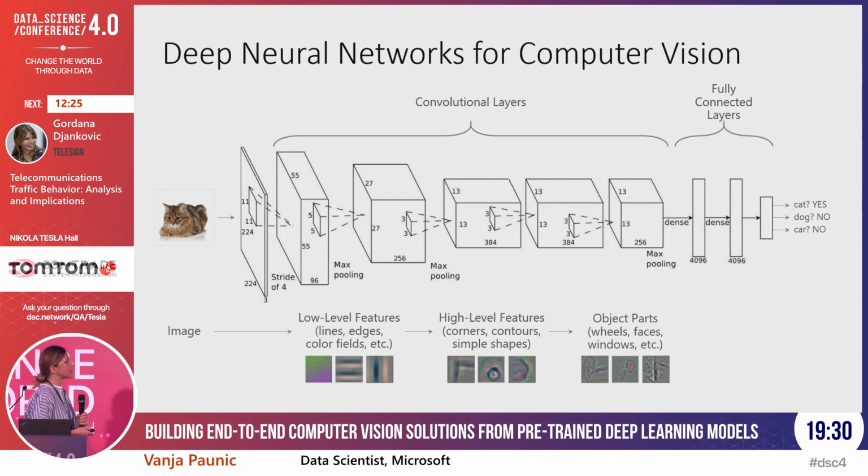And so most commonly in these architectures, we have initially several convolutional layers, followed by several fully connected layers. So convolutional layers, on a high level, learn the features that are present in the image. Initially, the convolutional layers learn the low-level features, such as shown here, color fields, lines, edges, and so on. As you go further down through the network, the intermediate layers learn slightly higher-level features, such as corners, contours, simple shapes. And finally, towards the end of these convolutional layers, the network is able to learn object parts such as wheels, faces, windows, etc.